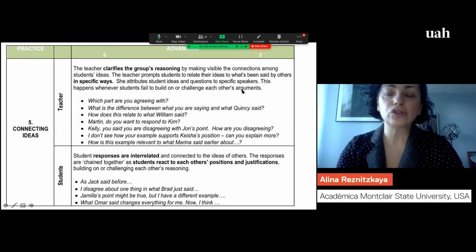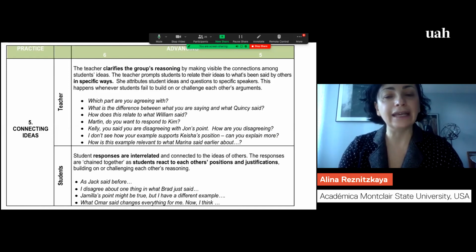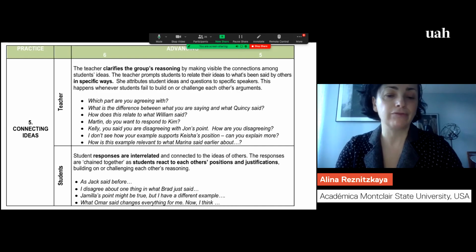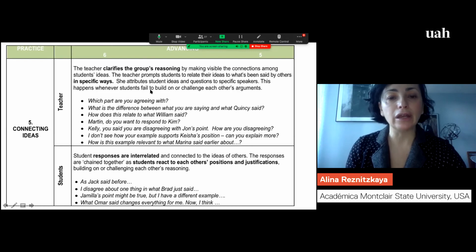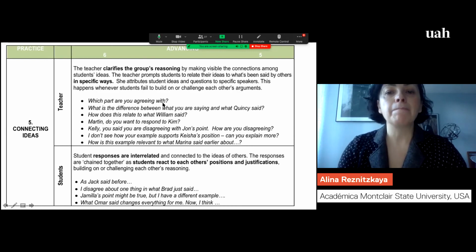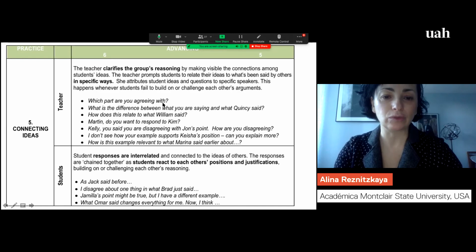So we structured our tool to have teachers intervene only when and if it's necessary. That is very different from other previous tools that we reviewed when we were working on this project, where having more of certain discourse practices is considered to be better. So the more times the teacher says something like, how are you agreeing with, or which part are you agreeing with, the higher the score the teacher will get.